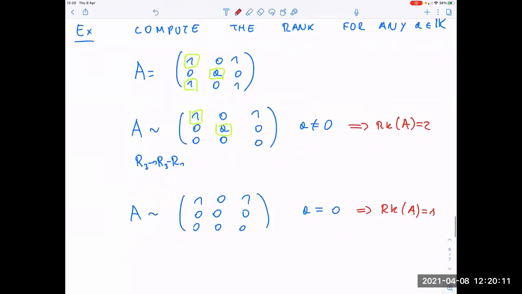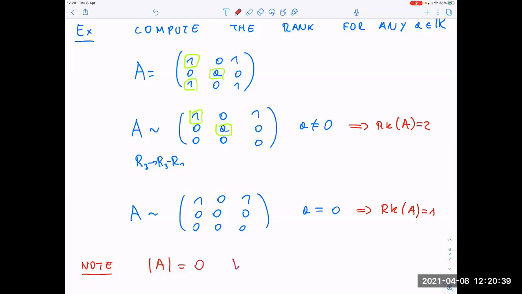And also, let's make a note. What can you tell me about the determinant of A, depending on the parameter A? What is the determinant of this matrix? Is it 0 for all values of A or only for some values of A? What do you think? For all. Yes, this is 0 for all values of A.